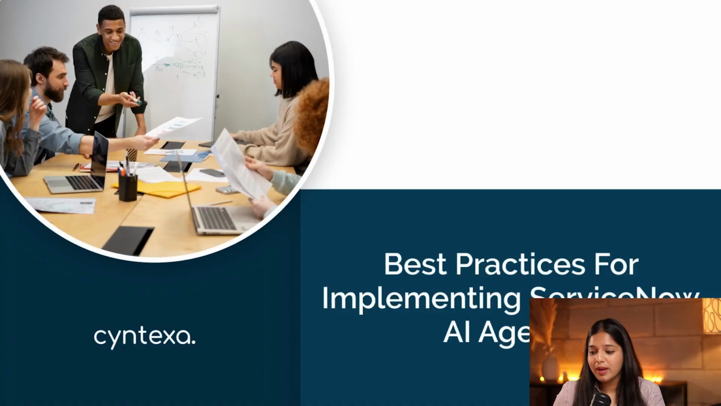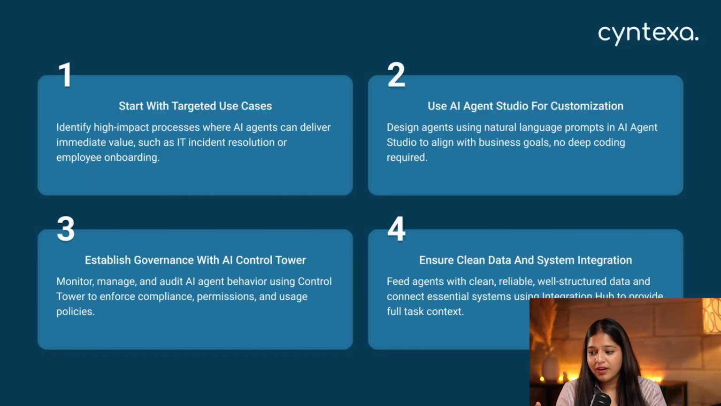I think from here we have to talk about the best practices to how to implement ServiceNow AI agents now into your business. So the first thing, or I would say the easiest way to start, is to first of all identify the high impact activity that you are doing and try to integrate AI agents there. So the first thing is start with a targeted use case. Then from there you can move to using AI Agent Studio to customize it. So now you know what task you want to utilize AI agent for. Now additionally, you also have to tell AI agent the business goals that you have attached to it.